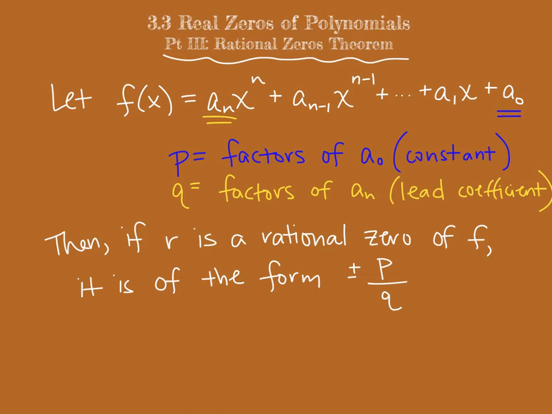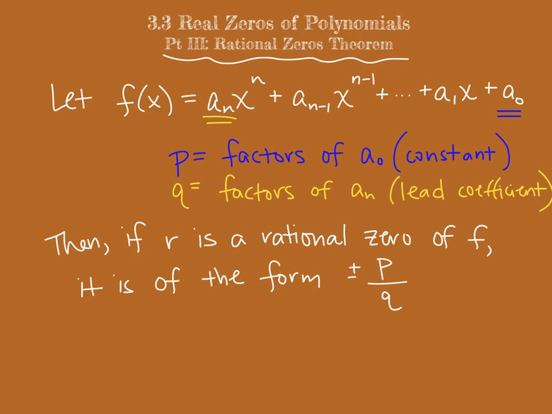This is the theorem, the rational zeros theorem. And again, we are defining a polynomial. And in this case, we really only care about the constant term and the lead coefficient. All the other stuff does not matter with the rational zeros theorem. I have it color-coded. So we're going to call p all the factors of the constant, and we're going to call q all the factors of the leading coefficient.